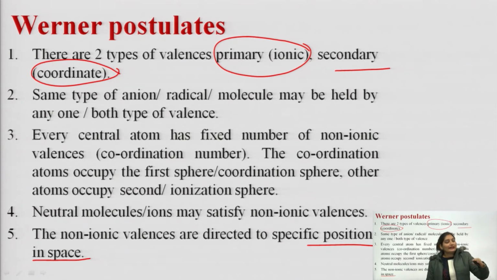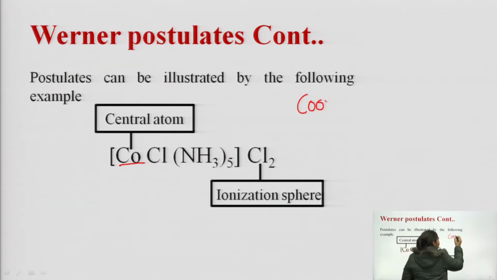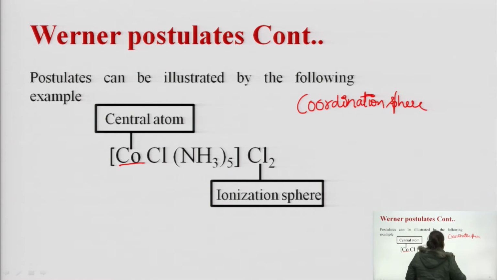So, to understand the Werner postulates, we are taking an example. These postulates can be illustrated with this example. In this case, this is a central atom, cobalt. Firstly, according to Werner postulate, there are two types of sphere. One is the coordination sphere, and the second one is the ionization sphere.